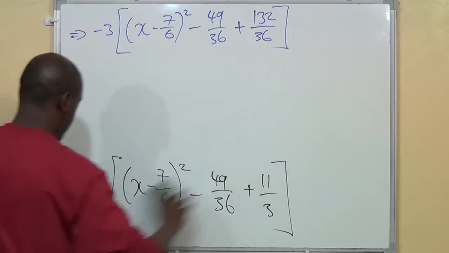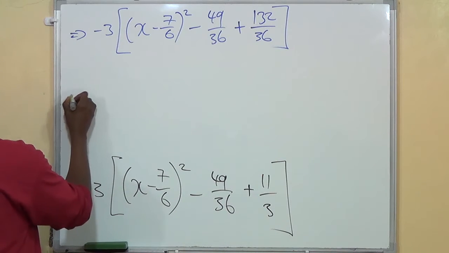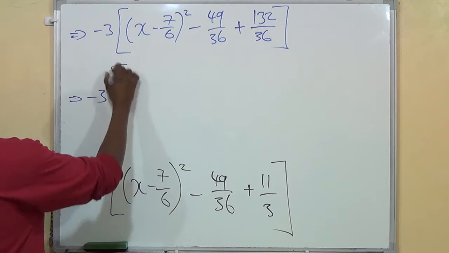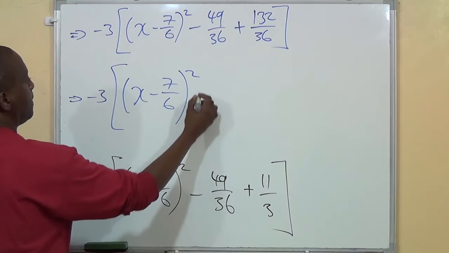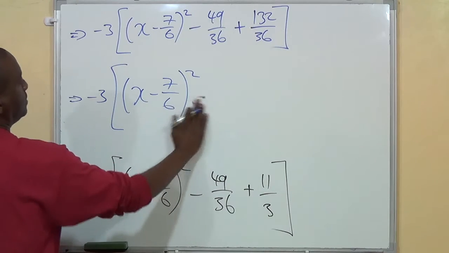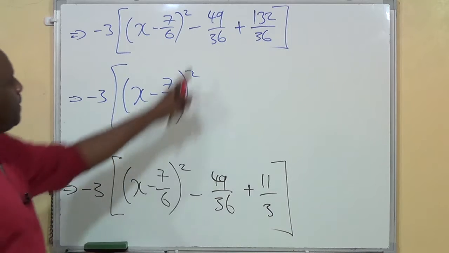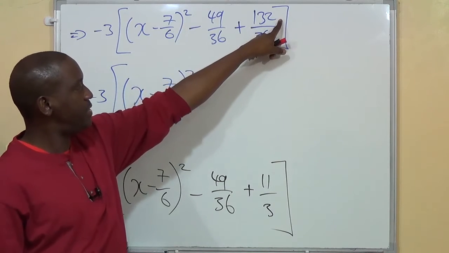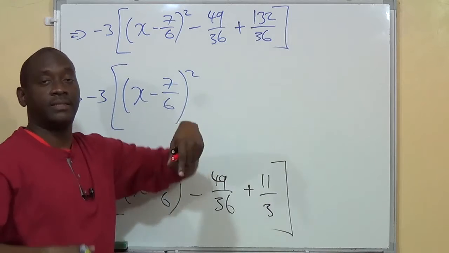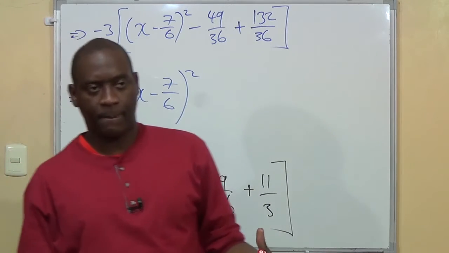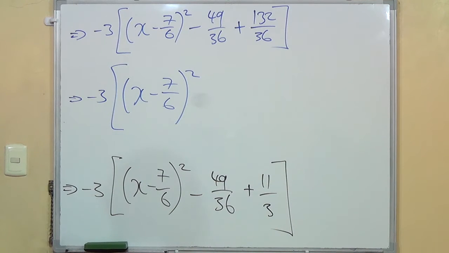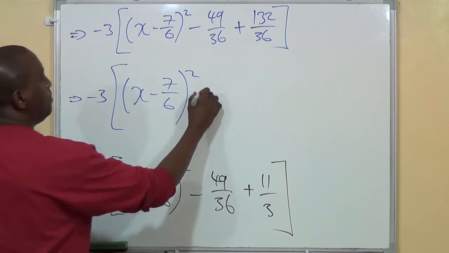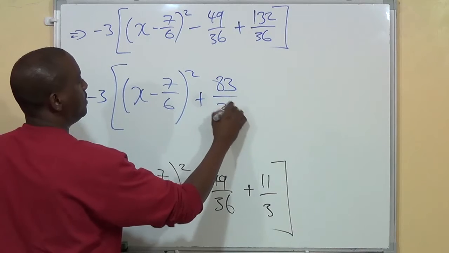So we continue. Next line would be minus 3 into x minus 7 over 6 squared minus 49, sorry, we don't know what we ended up with yet. Minus 49 plus 132 is the same thing as plus 132 minus 49. So 132 minus 49 would be 83. 83 and 50 is 133. 83 and 49 is 132. Right. So that will be plus 83 over 36.